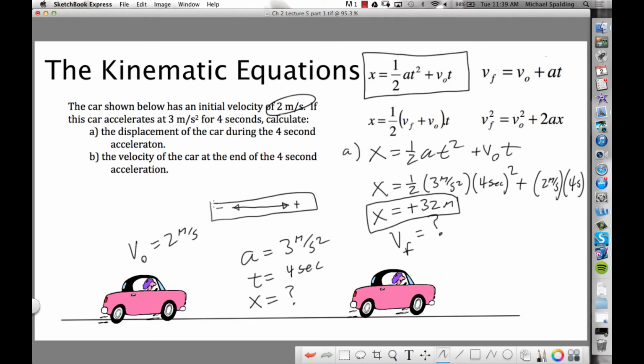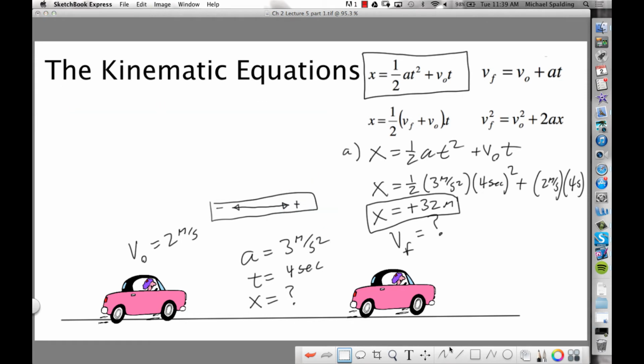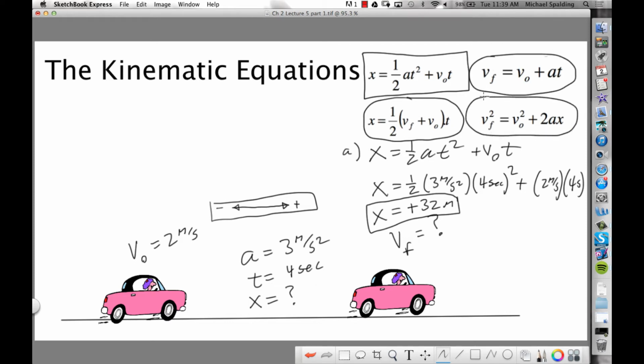Pretty straightforward. Okay, part B, find the velocity of the car after the 4-second acceleration. So to find the velocity, would this equation work? Yeah. Would this one work? Yeah. Would that one work? Yeah. So 3 of the 4 work. I think that this one looks easiest. I don't know about you. So I'd go like this.